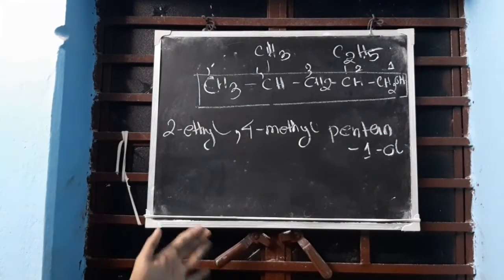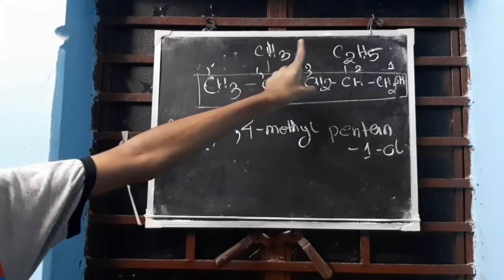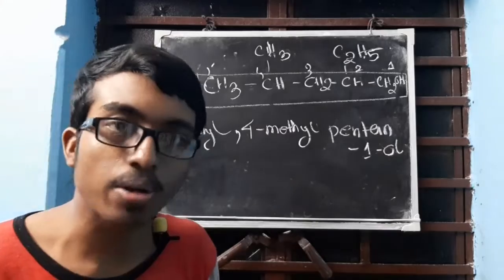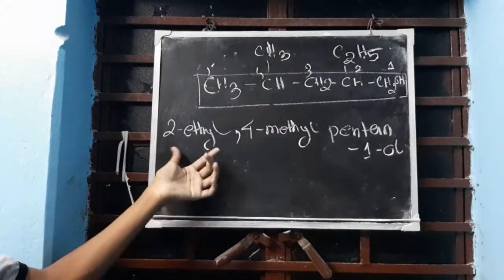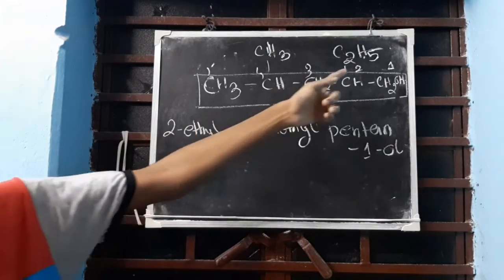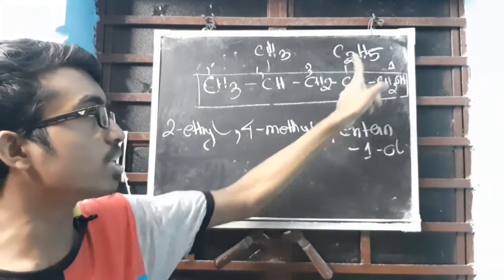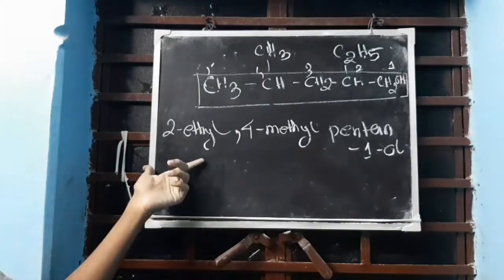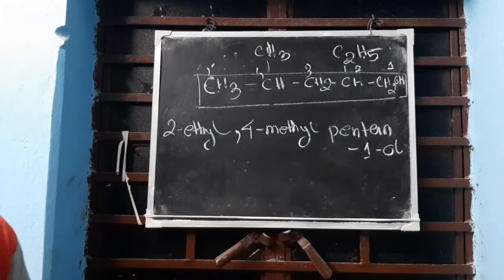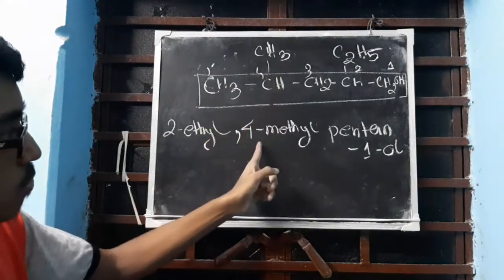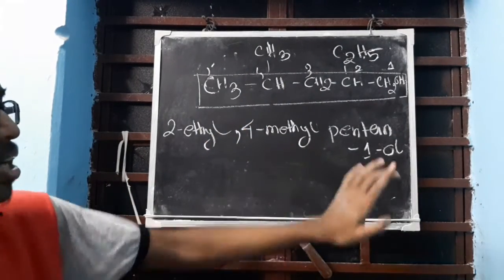Done. Coming to before: first methyl, ethyl. Which one to write first? Ethyl, alphabetically E comes before M. We have written ethyl first. 2 position, because this ethyl is added at the second carbon. Numbering done. So we are writing 2, hyphen, ethyl. Then comma, because prefixes are separated. Methyl is attached to the 4th carbon. So 4-methyl. Then whatever is there.